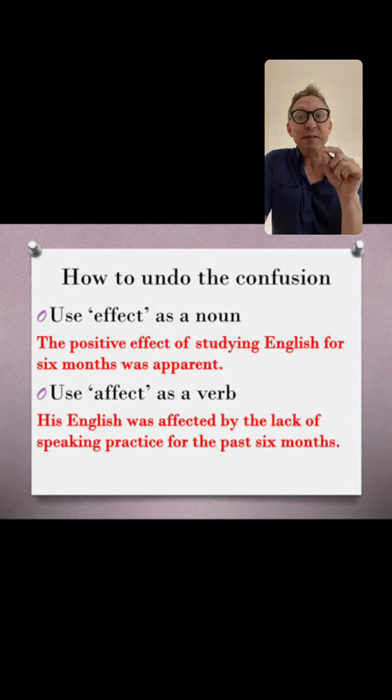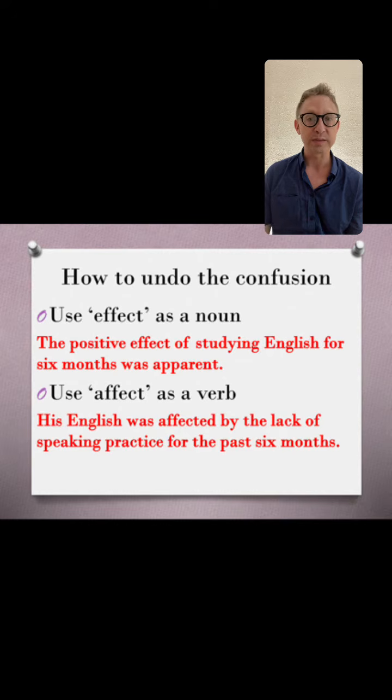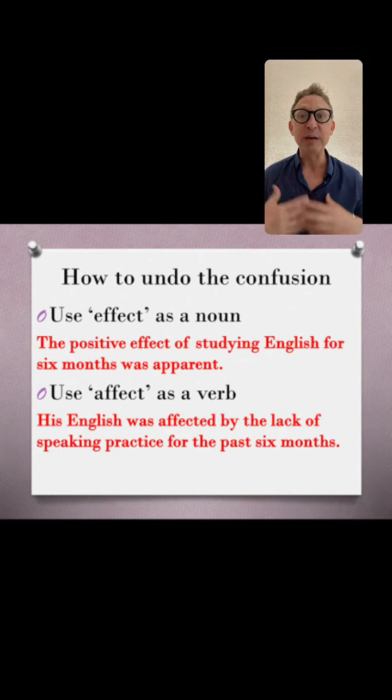The positive effect, that's the subject. It's also a noun. The noun happens to be the subject. The positive effect of studying English for 6 months was apparent. Apparent means obvious. It was clear to see.